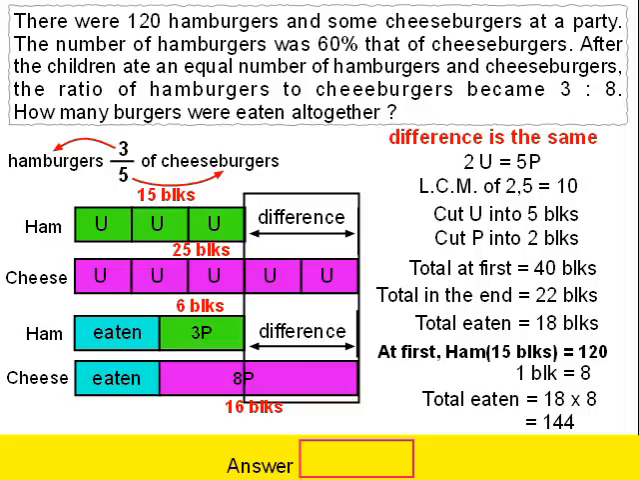So the answer is, the total number of hamburgers and cheeseburgers eaten was 144.